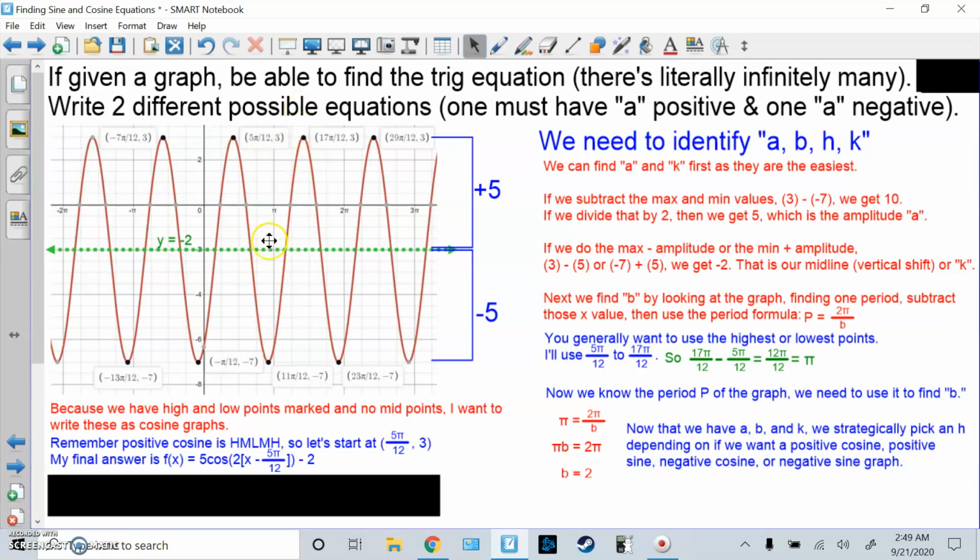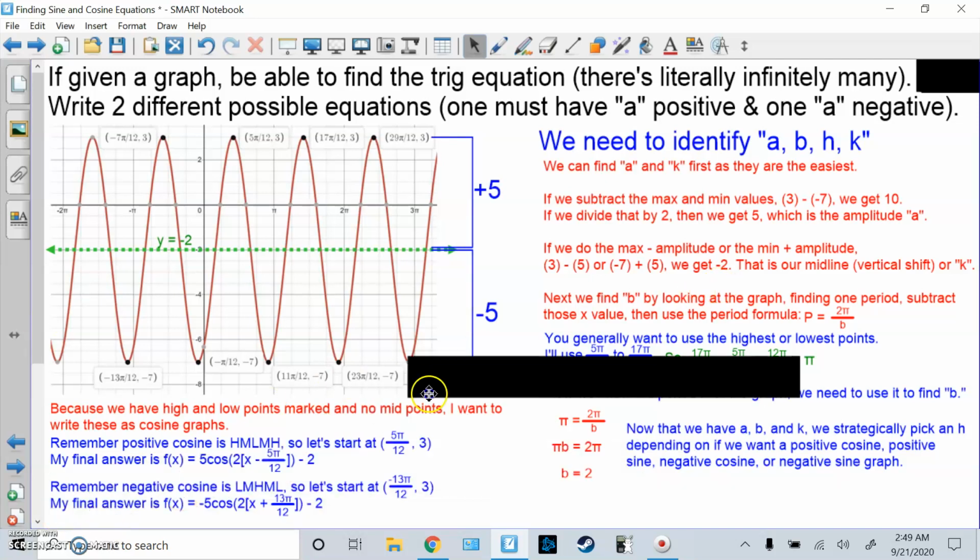Alright, so if I use this and plug in the formula, a is positive 5 because we're following the normal pattern. Then we're doing cosine. The b value is 2. Then we're doing x minus 5 pi over 12 because we're going right 5 pi over 12. And then you put k out here. k was our midline, which is just -2.